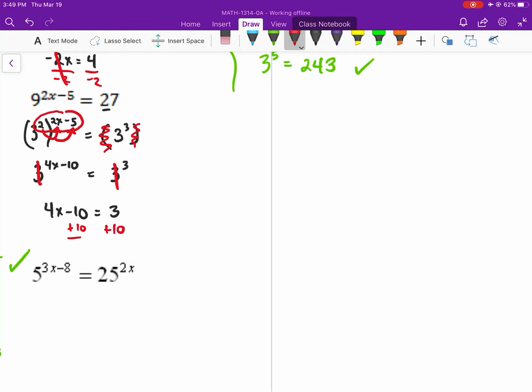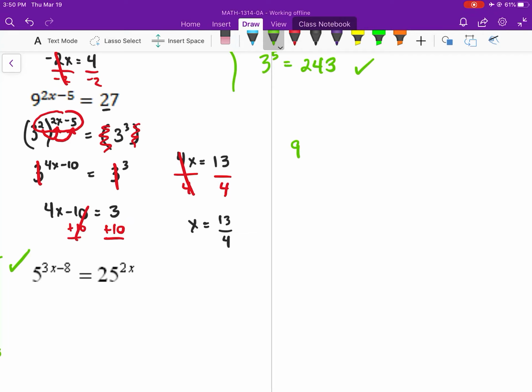Alright, looks like I'm going to add 10 to both sides first. And we get 4x equals, looks like 13. Divide both sides by 4. And we get x equals 13 over 4, which is really kind of weird looking, isn't it? It's kind of an odd answer here, okay?